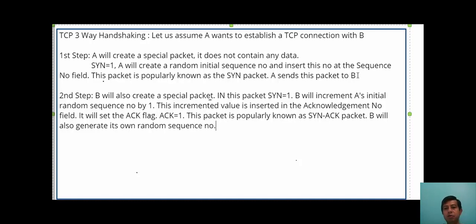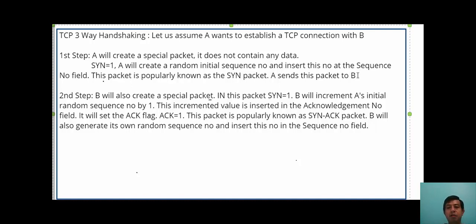Now remember, data will go from B to A also. So if B is a web server, it will send its web pages. So basically, it's transmitting data. So it also has to use sequence numbers. So B will also generate its own sequence number. This is independent from A. So B, by its own logic, generates its own random sequence number and inserts this number in the sequence number field. Clear? So this is about the packet that B creates. Once this packet is created, B will send this packet to A.